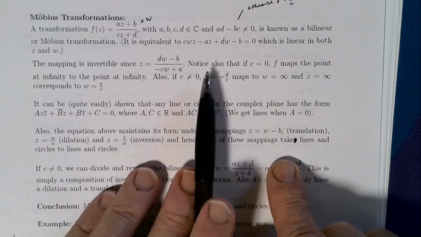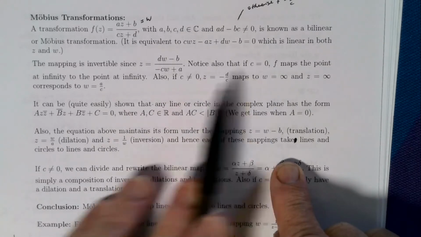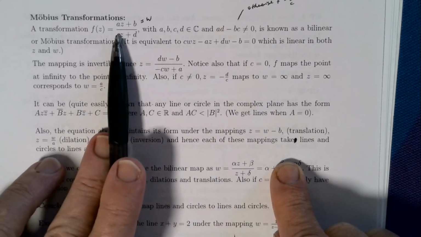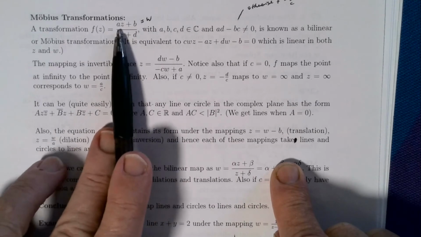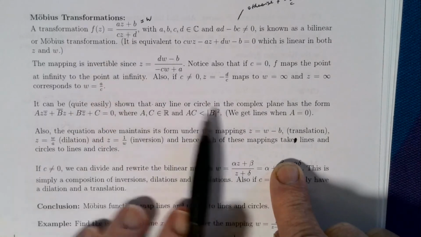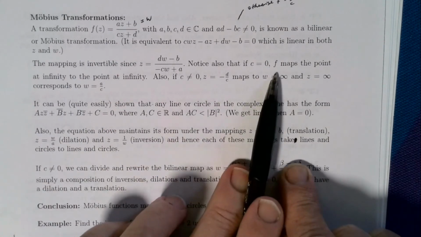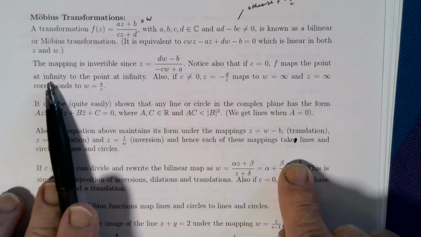So notice then that if c is 0, going back to here, then this is just linear, and that means the point at infinity, if you plug in z as the point at infinity into a linear expression, then you get the point at infinity. So if c is 0, f maps the point at infinity to the point at infinity.